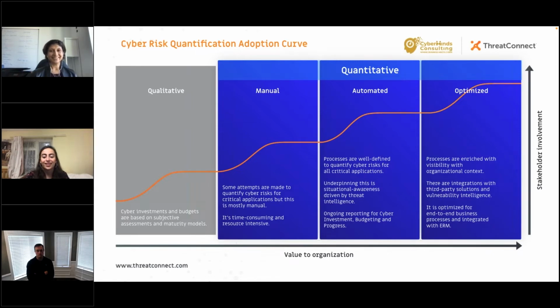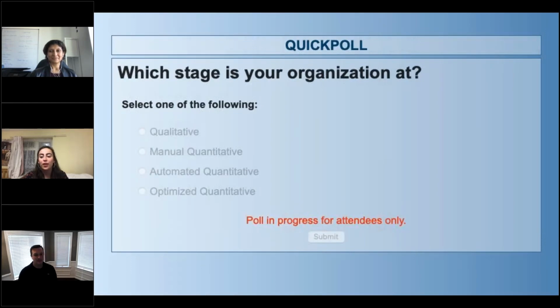Sorry, go ahead. Well, let's do that then. Let's launch the poll and find out where everyone's at. So hopefully right now you see a poll has popped up on your screen. And the question is, what stage is your organization at? Is it the qualitative that we mentioned? Is it the manual quantitative, so you're just starting out? Automated quantitative or optimized quantitative?